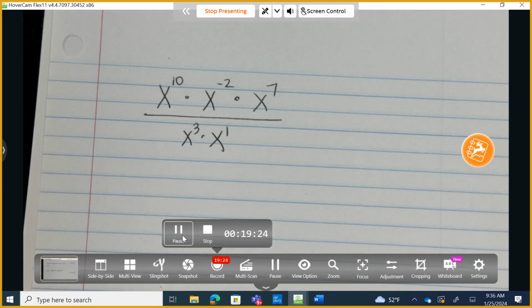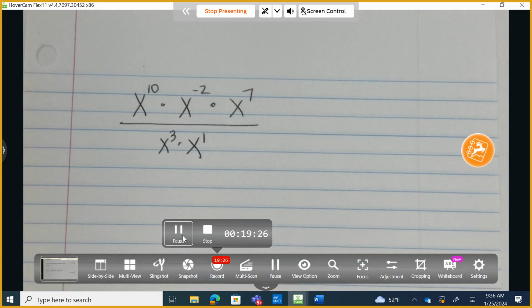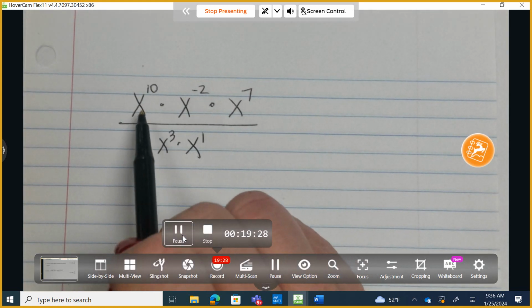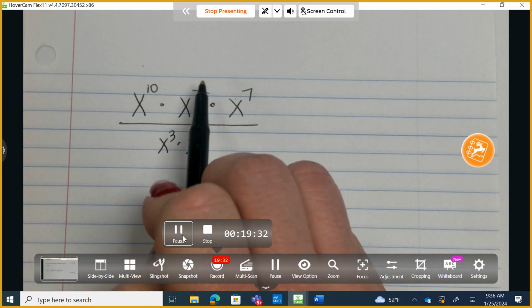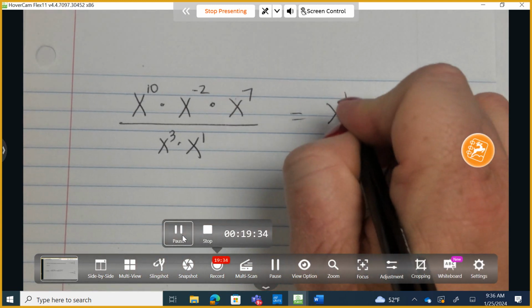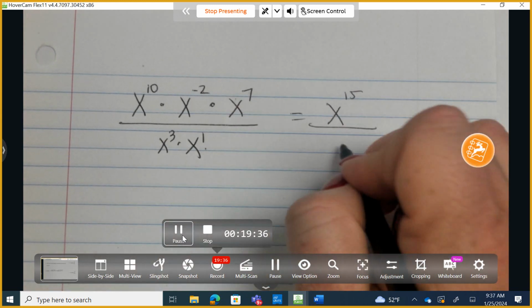Start with a very simplistic problem. Very simplistic. If I asked you to simplify this, I would want you to understand that when you are multiplying, you have the same base, you add. So 10 and negative 2 is 8. 8 and 7 is 15. Simple enough. The bottom, 3 and 1 is 4.